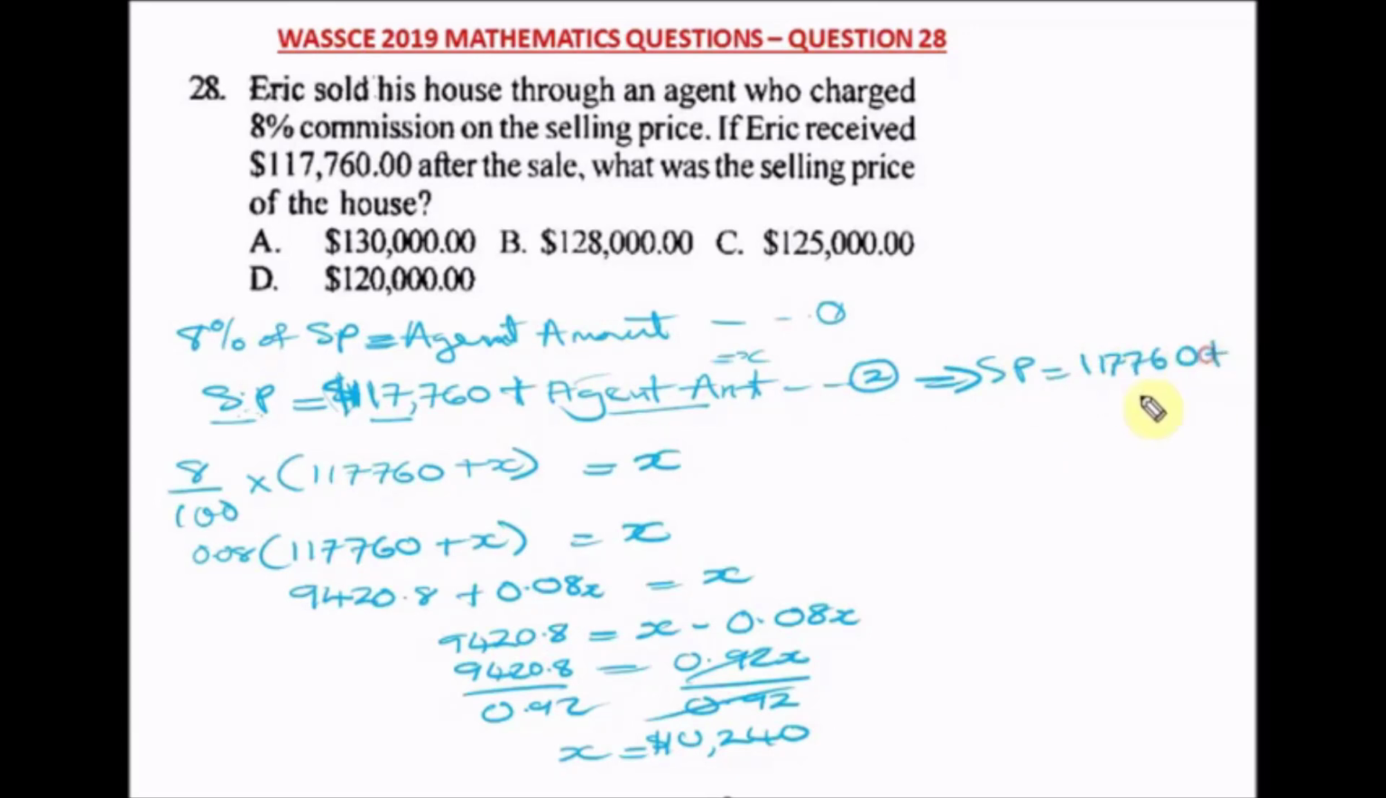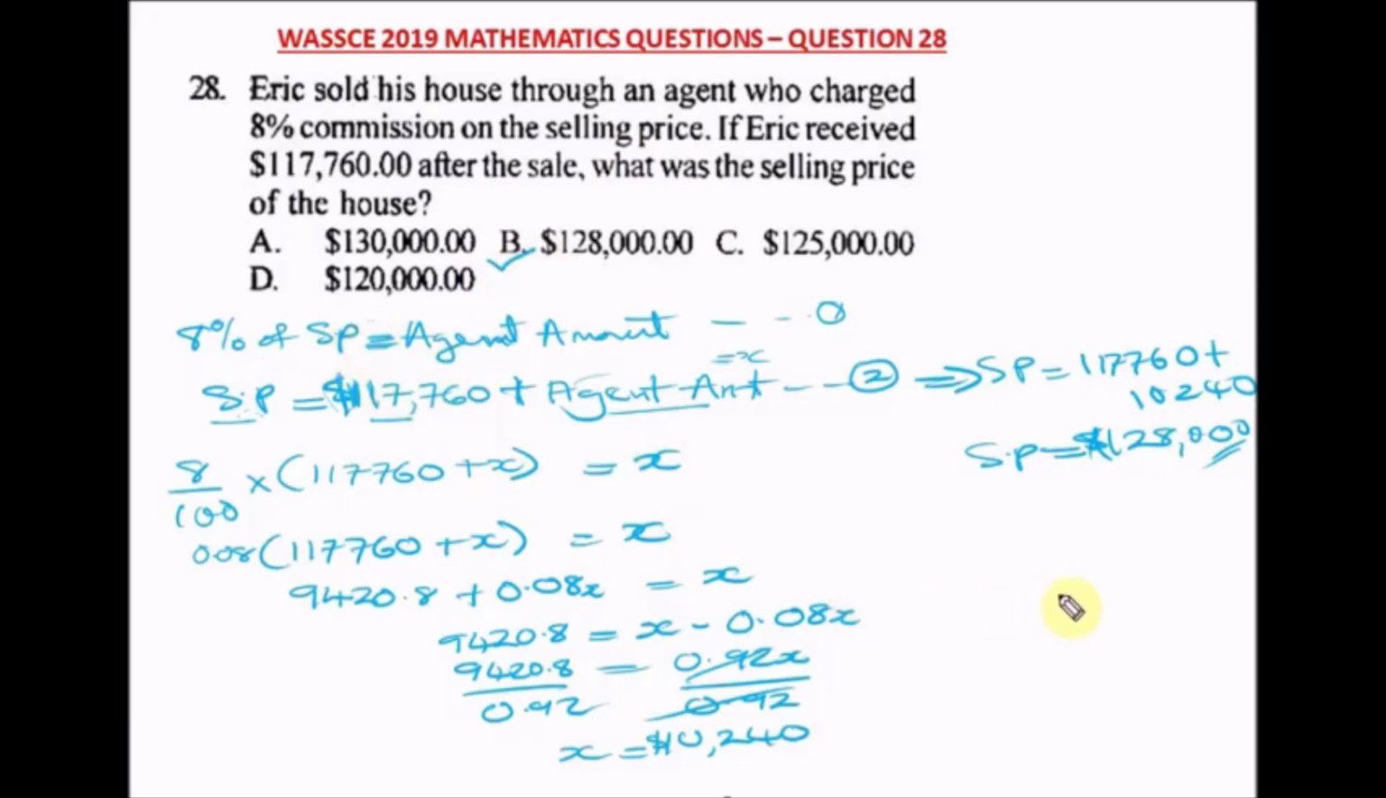117,760 plus 10,240. And when you add this up, what are we going to have? We're going to have $128,000. All right, so this is the amount that the house was sold for. This is the selling price of the house. So this is our answer, $128,000, and our right option here is option B.